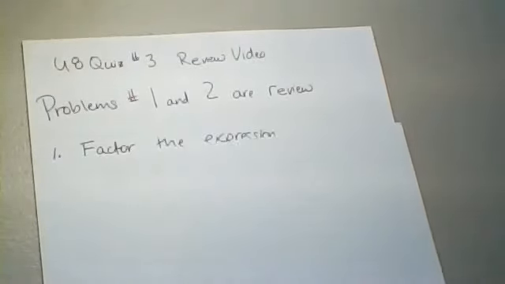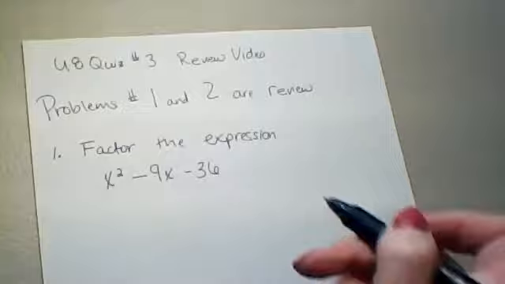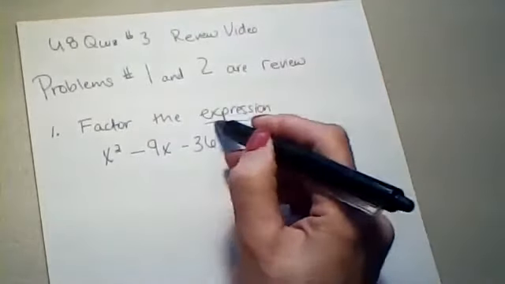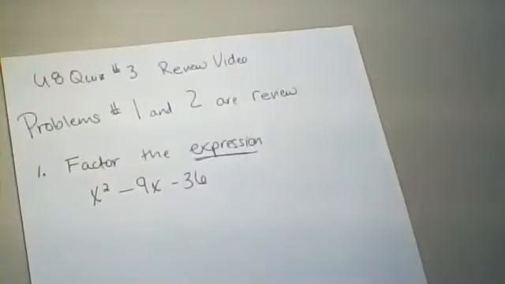Then the next part of the problems are going to be factor the expression. So you're not going to have an equal sign, you're not going to have to solve for it, you just have to find what the factors are of the trinomial. Let's take a look at one example. So we've got x squared minus 9x minus 36. And again, there's no equal sign because it's an expression. So it's kind of like half a problem. You don't have to do as much as you do with the equations.